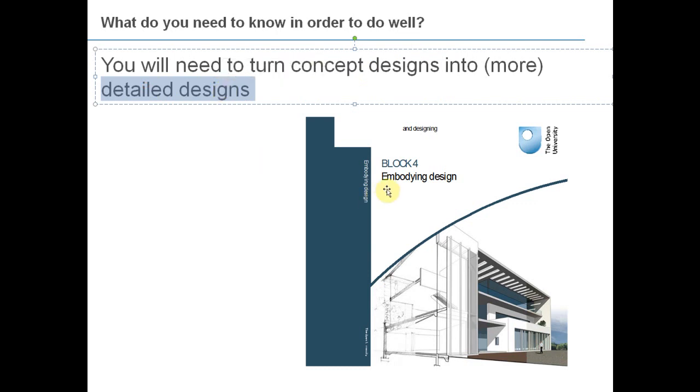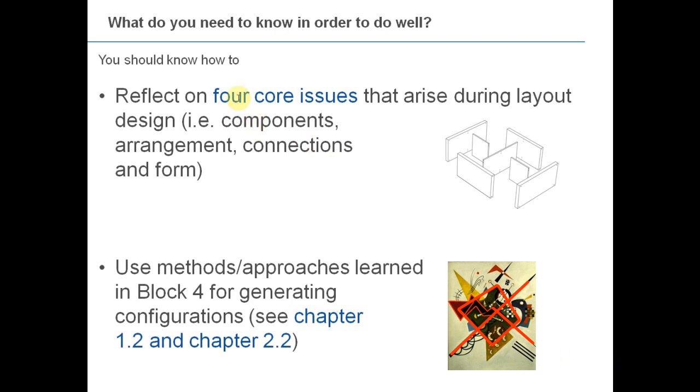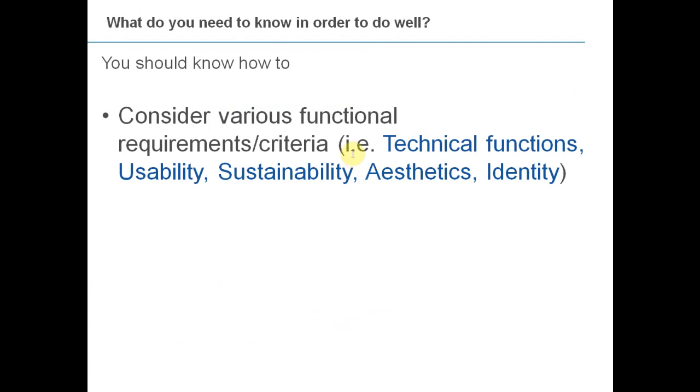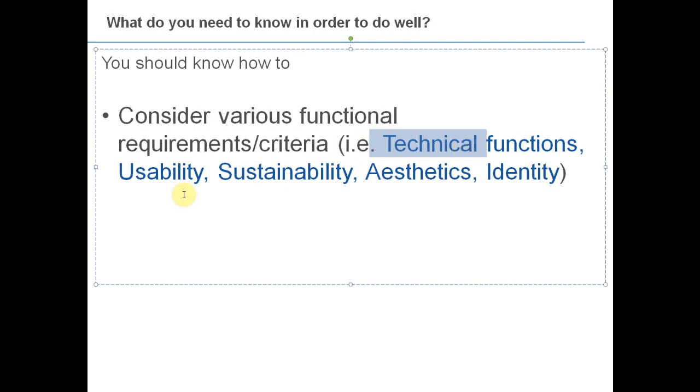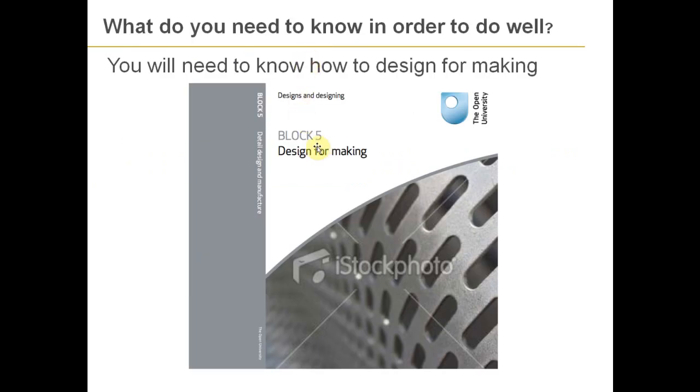Look at block 4, embodying design. So study the 4 core issues, as we call them, which are component, arrangement, connections, and form. Simply study them. And look at block 4 for method to generating configuration. Chapter 1.2 and Chapter 2.2. Consider the function that we all like very much in this module: technical, usability, sustainability, aesthetic and identity.